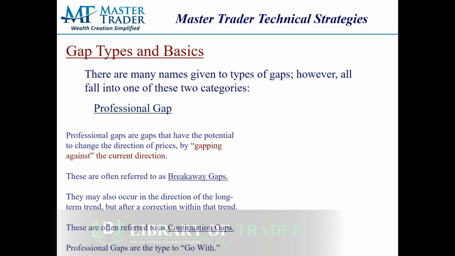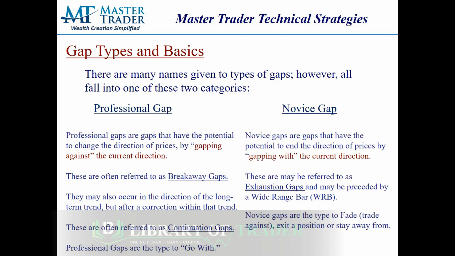The professional gaps, they have the potential to change the direction of prices by gapping against the current trend. These are referred to as breakaway gaps. These types of gaps can also occur in the direction of the longer-term trend, but after a correction with that trend. These are referred to as continuation gaps. In short definition, professional gaps are the type that we go with.